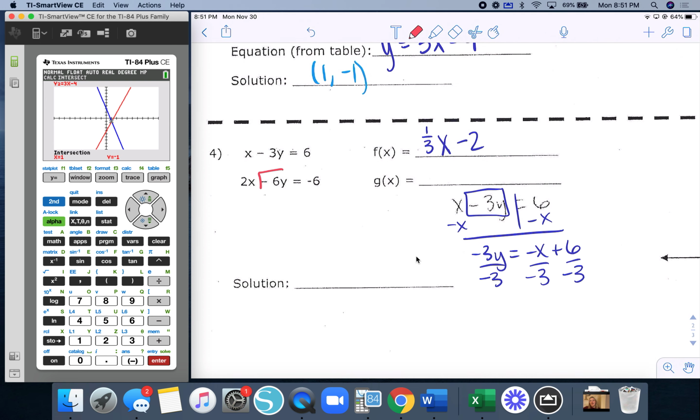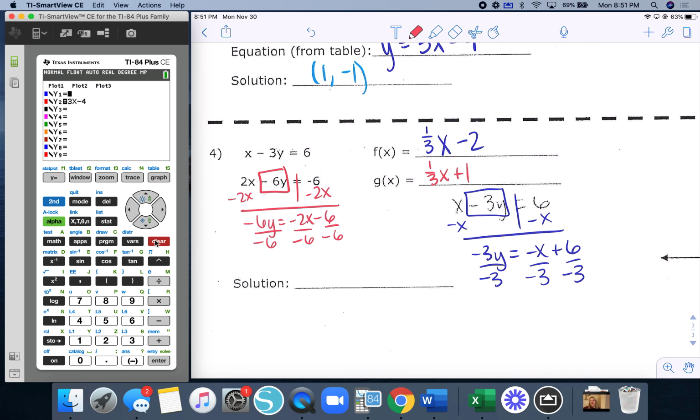Then for the other equation, I'm going to move x and divide. So I get 1/3 x plus 1. Now, some of you might remember we did something kind of similar to this yesterday, but just to make sure we know these steps, I'm going to type in 1/3 x minus 2 and 1/3 x plus 1. Oops, sorry.